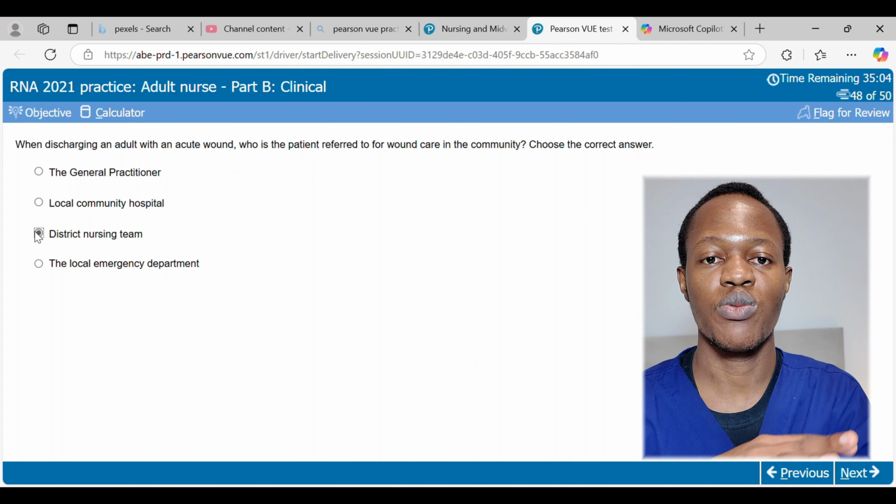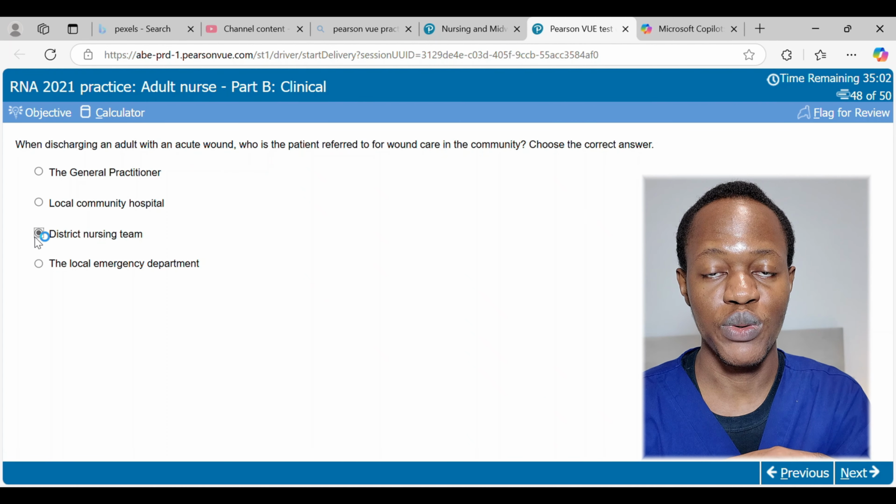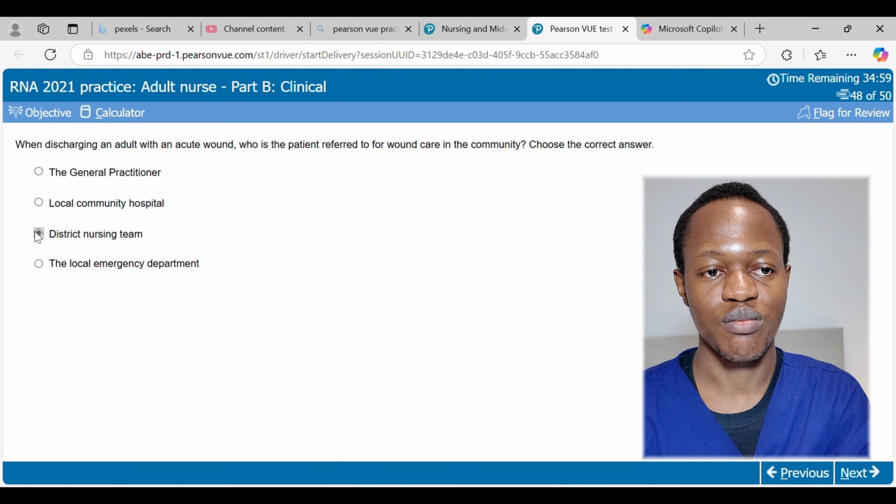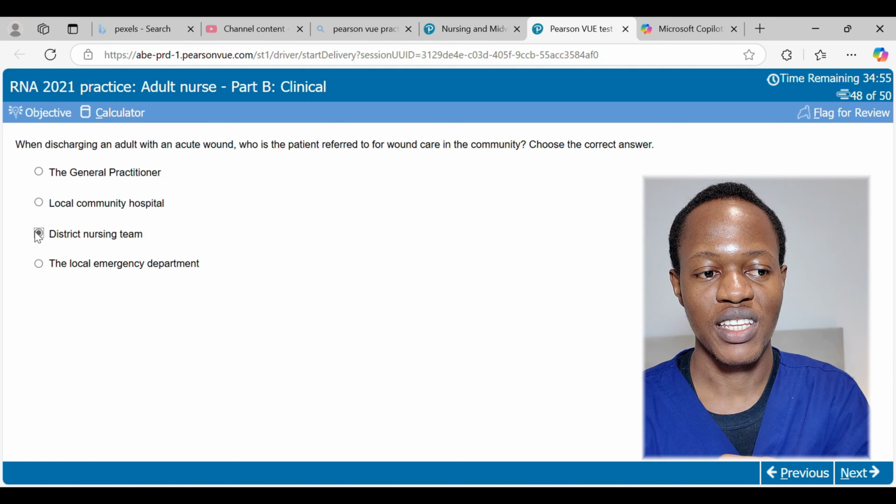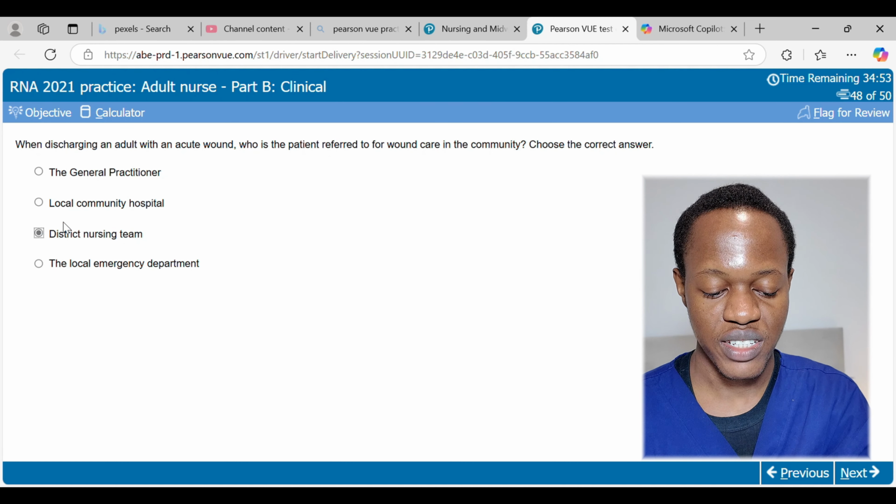District nursing team, they are the people that come to homes to care for people. They go around homes. They don't have a hospital. They will nurse people in the community.